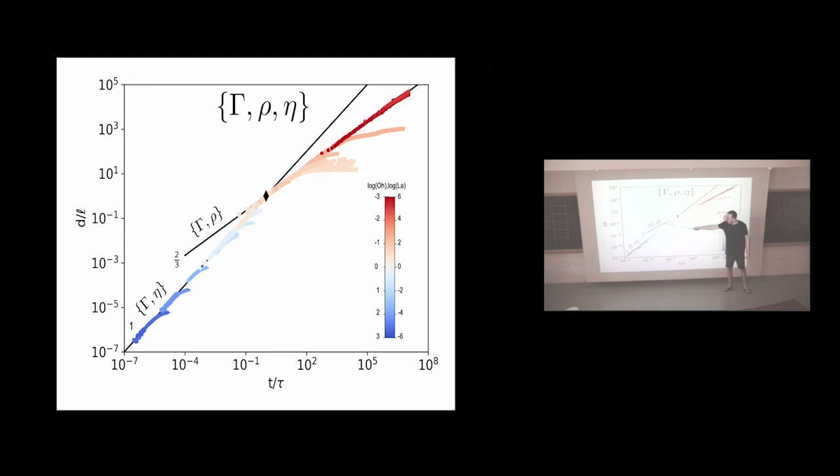So I showed you how surface tension and density combine and what it gives you. I showed you surface tension and viscosity, and that gives you the linear regime. But there is a third pair here, right? So who can tell me this?